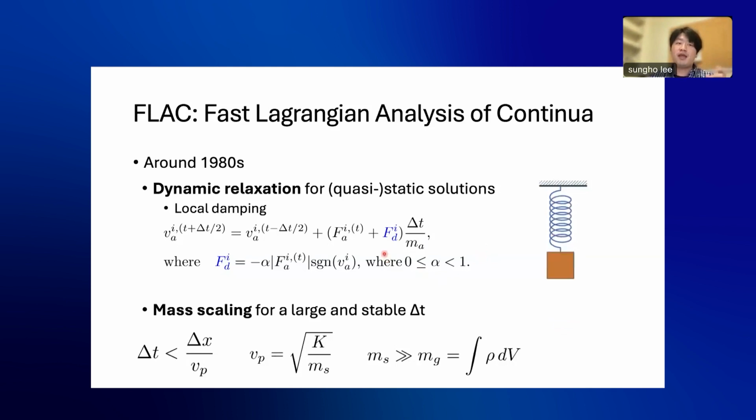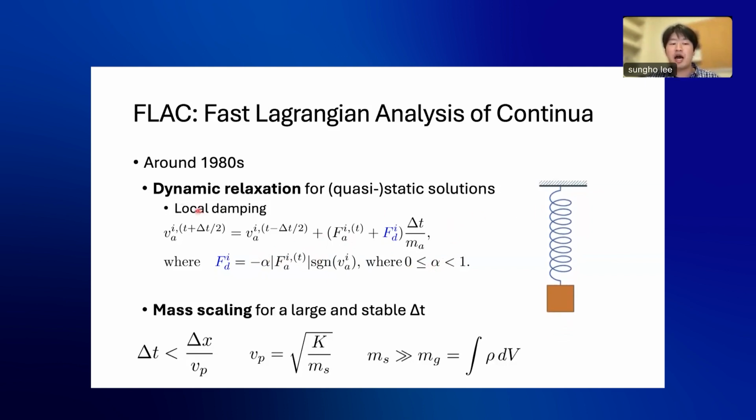To do that, I have to use a special numerical treatment, known as FLAC. FLAC stands for Fast Lagrangian Analysis of Continua. This idea was proposed around the 1980s. FLAC uses explicit time stepping. Basically, when it calculates the current velocity, it uses the previous velocity and the current force, and damps out with a damping force. The damping force is determined by the magnitude of the current force and the sign of the velocity, taking the opposite sign to the current velocity and a portion of the damping factor.